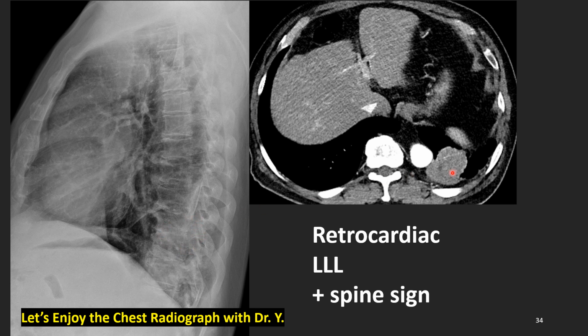Yes, we can see on the axial enhanced CT the tumor mass here. This is tortuous descending aorta.